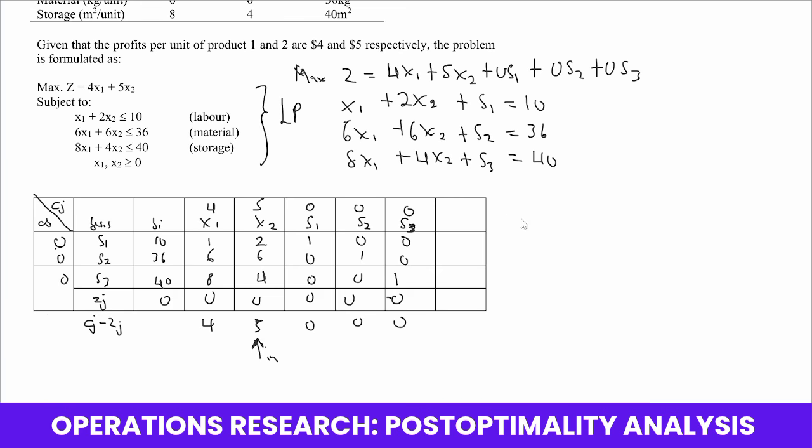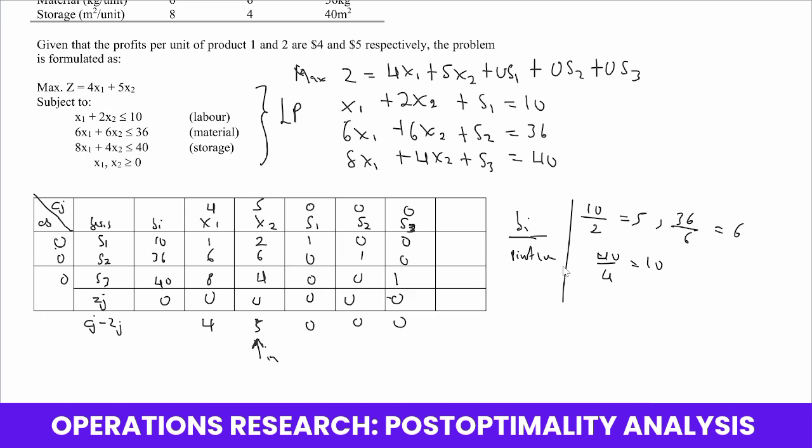So we go ahead and look for the pivot number. How do you look for the pivot number? You take your BI and divide it by the corresponding value in the pivot column. So let's do that. Our first BI is 10. What's the corresponding value in the pivot column? That's 2. So 10 on 2, that'll give us 5. And then we have the second BI to be 36. And what's the corresponding value in the pivot column? That's 6. So that'll give us 6. And then we have 40, and the corresponding value in the pivot column is 4. So 40 on 4, that'll give us 10.